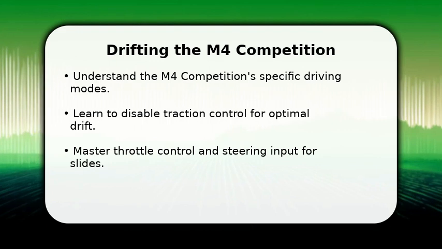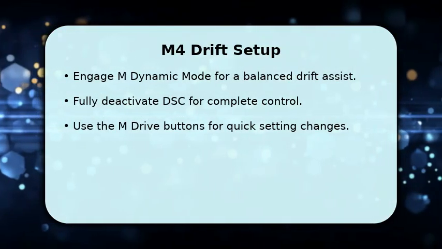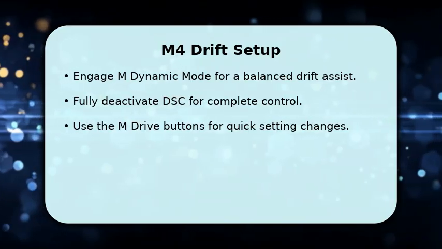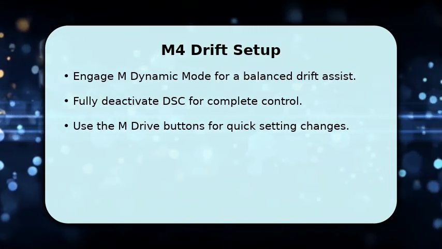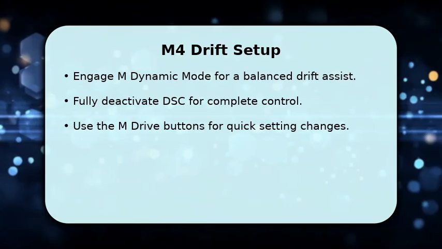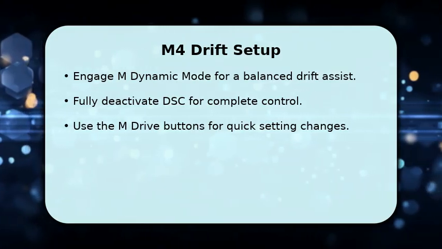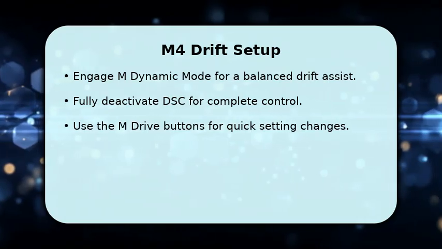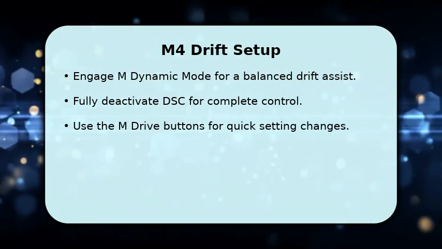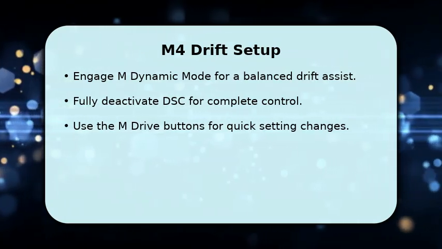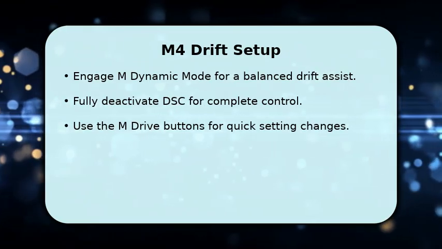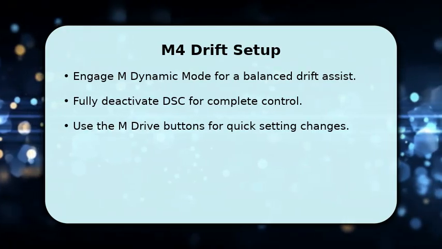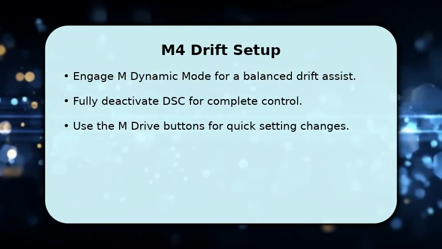Let's get started. To begin, press the M mode button until MDM or DSC off appears on your display. For a true drift, you'll want to fully deactivate Dynamic Stability Control, or DSC. This gives you complete control over the car's rear end. Remember, MDM offers some assistance, which can be helpful for beginners. However, for sustained drifts, DSC off is the way to go. Familiarize yourself with your M drive buttons for quick access to these settings.